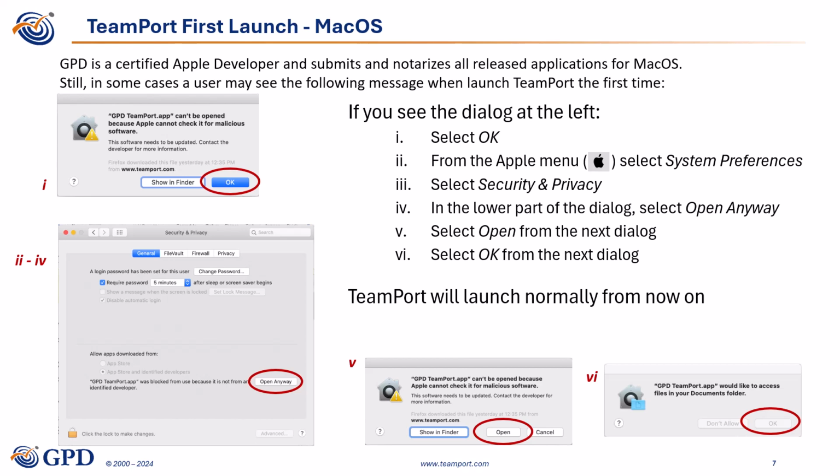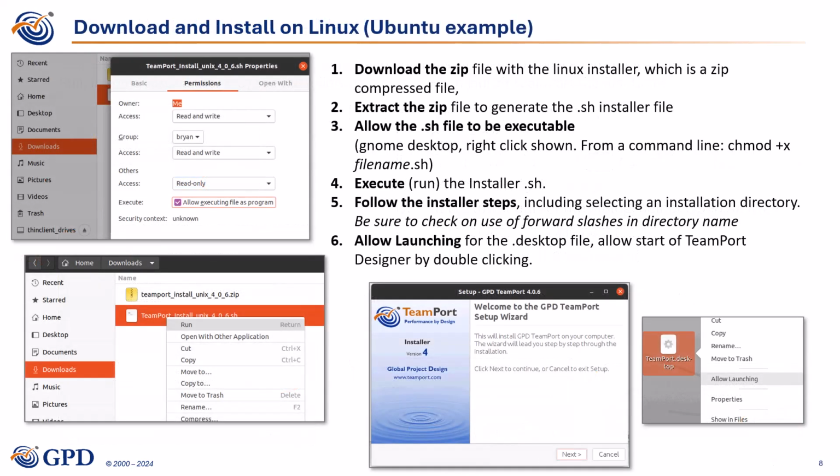TeamPort software also is available on Linux and has been tested on Ubuntu with GNOME or Mate desktops. The instructions here show the installer as a compressed .sh file. Once the installer is decompressed and set to be executable, the installer will proceed through a wizard similar to the steps for Windows. After the Linux installer finishes, please allow launching for the .desktop file that is placed on the desktop. Now that the software is installed, let's begin.